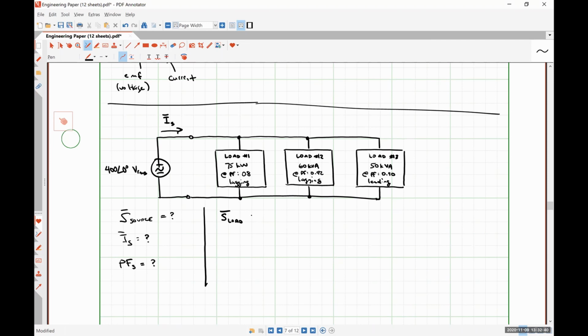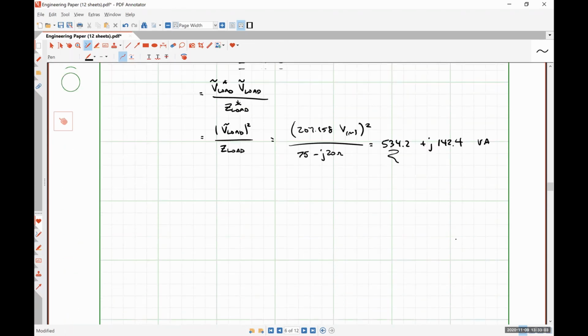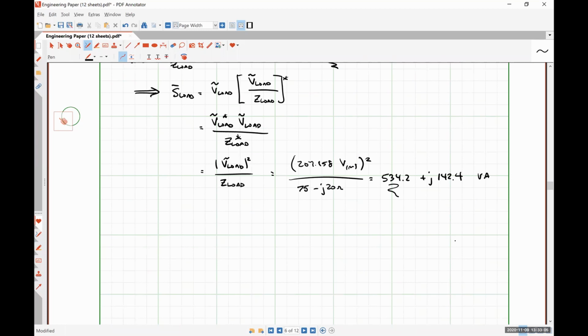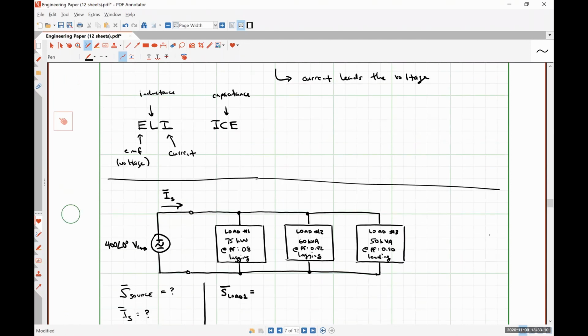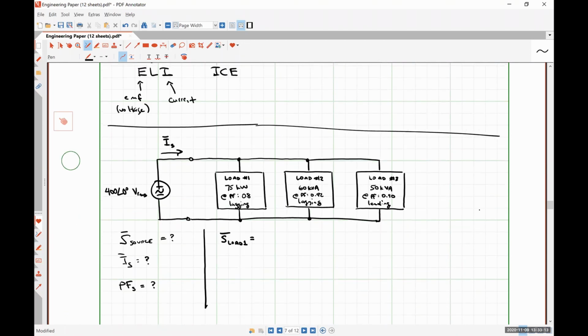The complex power absorbed by load number one. Our definition is the RMS voltage multiplied by the complex conjugate of the current, where we have no idea how much current is flowing through there, so that doesn't help us. The other things that we developed, so if we knew the impedance of the load, we could figure it out that way, but we don't know the impedance of the load either. So again, we're just going to have to use those power factor relationships, which are actually extraordinarily useful.